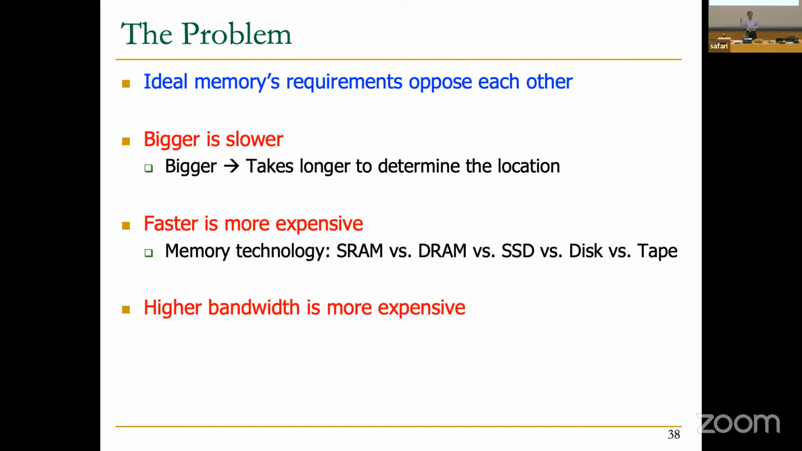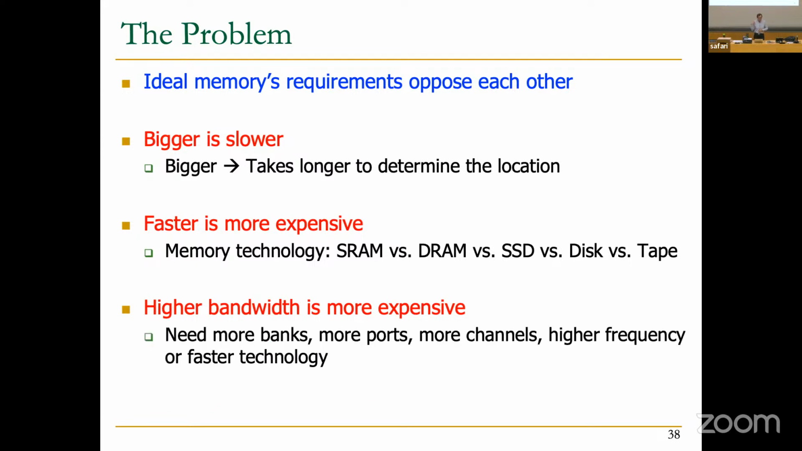For example, with phase change memory, we discussed that we want to replace DRAM, but unfortunately, the fundamental way in which you read, you need to heat up the cell so that you can see the resistance of it. Higher bandwidth is also more expensive, and we've seen this already, if you need more banks, more ports, more channels, or higher frequency channels, or faster technology. They're all more expensive, essentially. So we don't have an out, if you will. If someone gives you a technology that's large and fast at the same time, this is either a breakthrough or they're wrong. And it's usually the latter.